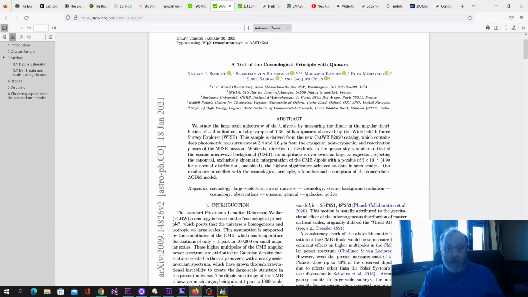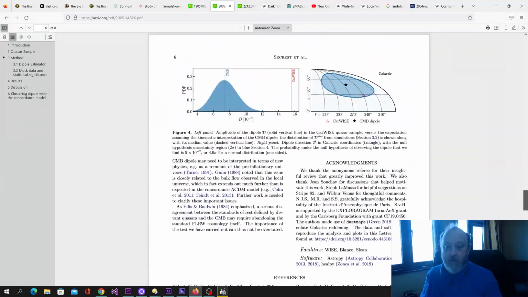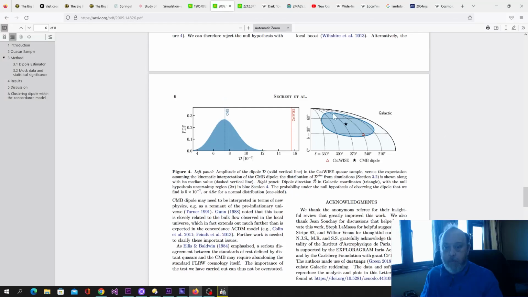These papers, however, are a lot harder to argue against, because we've got reproduction. So if we look down at these papers, what they're essentially doing is looking at quasar groups.